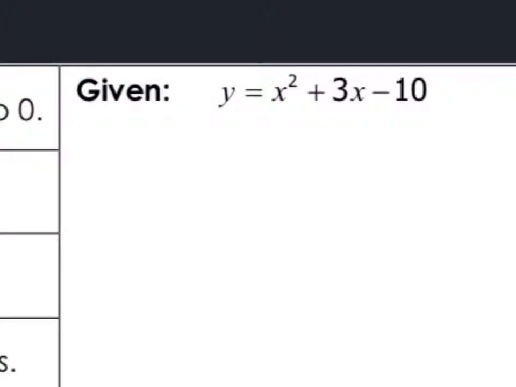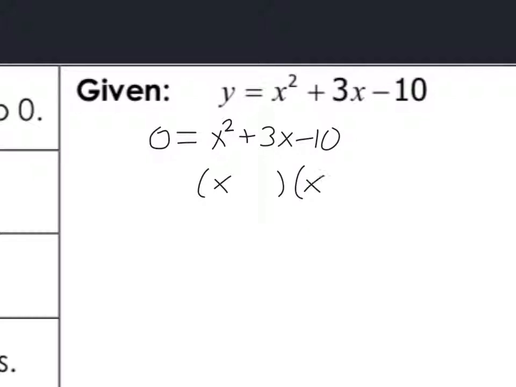All right? So in this example, if we want to solve this by factoring, we're going to set y equal to 0. So this is going to be 0 equals x squared plus 3x minus 10. And then we're just going to factor this trinomial. So we're looking for two numbers that multiply and give us negative 10 and add and give us 3. If you're still struggling with factoring trinomials, please watch the video on that, factoring trinomials. So that would be 5 and 2, right? And because we want a positive 3, we want the 5 to be positive and the 2 to be negative.